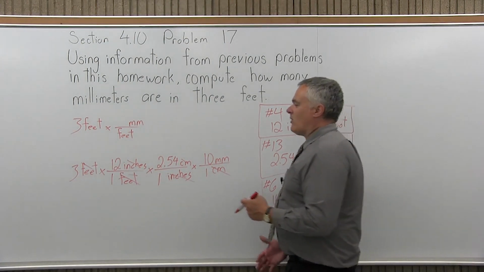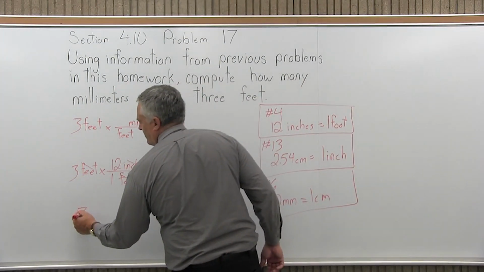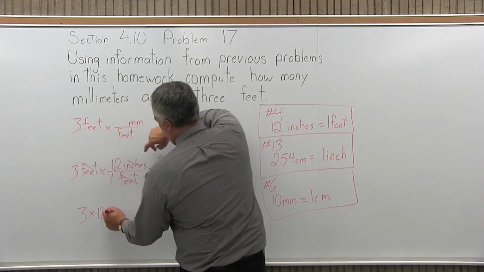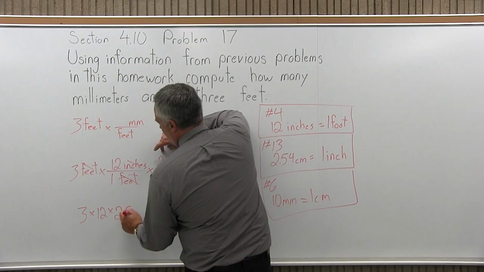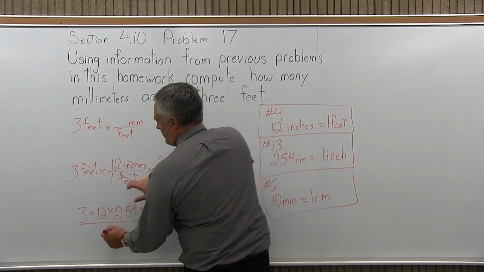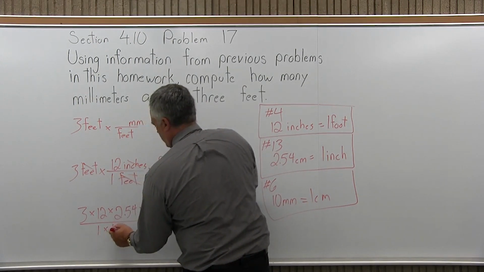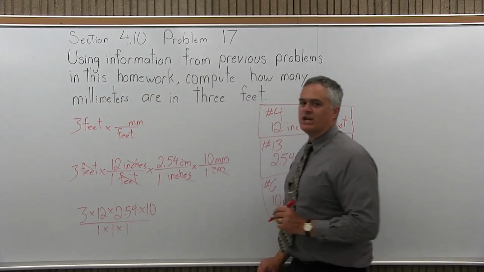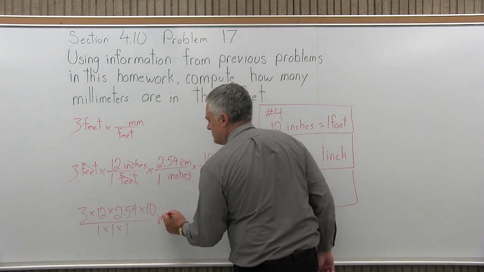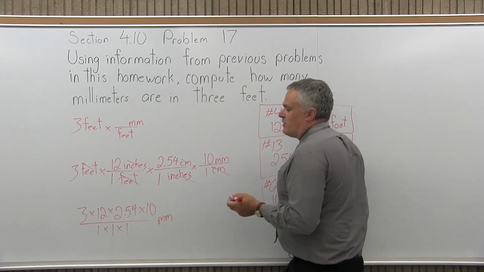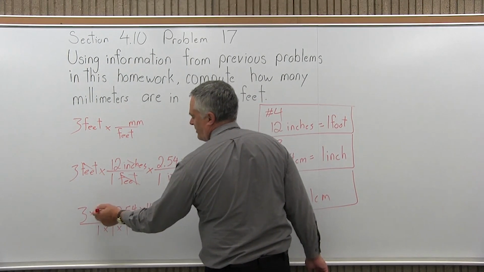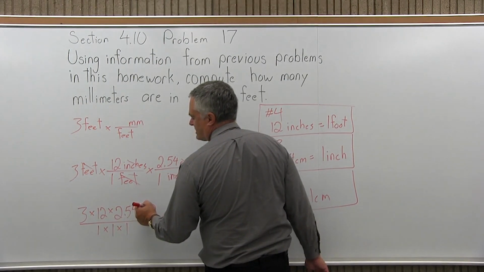So now, what are the numbers I have to work with here? I'm going to have 3 times 12 times 2.54 times 10. And in the denominator, really just 1 times 1 times 1. The denominator won't change anything. And my units of measure will be millimeters. Now, if we multiply that out, 3 times 12 is 36. 36 times 2.54, I don't know, that's tough. 36 times 10 I can do, that's 360.